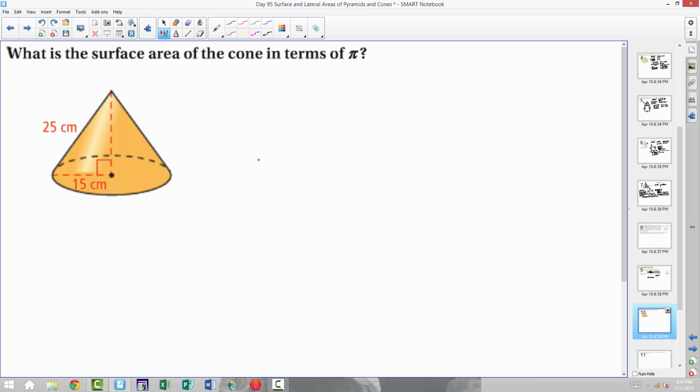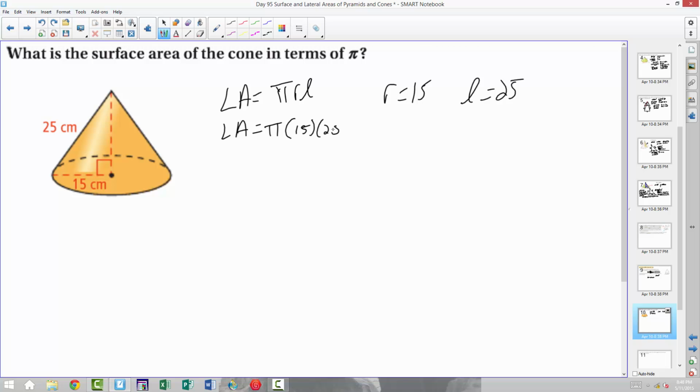So let's try the surface area of the cone in terms of pi. That means you don't use pi in your calculator. So my lateral area, remember, a lateral area is just pi r L. So r is 15, slant is 25, so lateral area is pi times 15 times 25. So 15 times 25 is 375 pi. So lateral area is 375 pi centimeters squared.